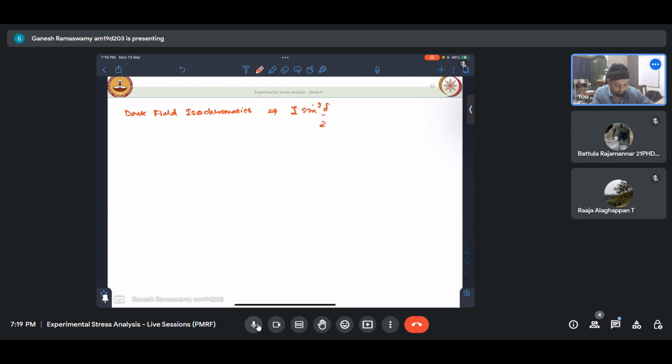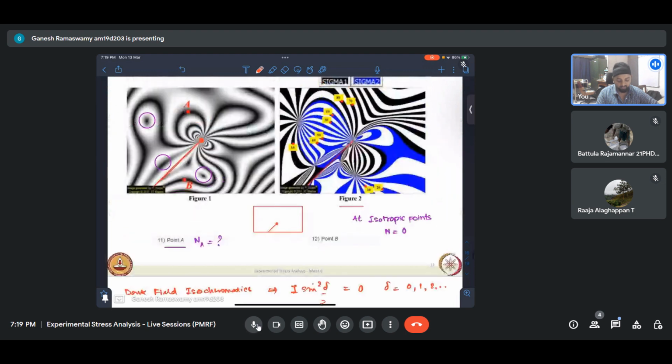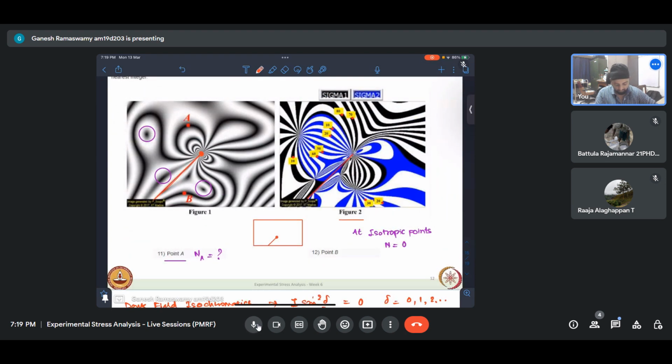Now when will this be 0? When delta will be in integers, 0, 1, 2, and so on. So we know that the dark field isochromatics has only integer fringe orders. And isotropic points we have, so this is 0. The fringe order at this point is 0, at this point is 0, and at this point is also 0.